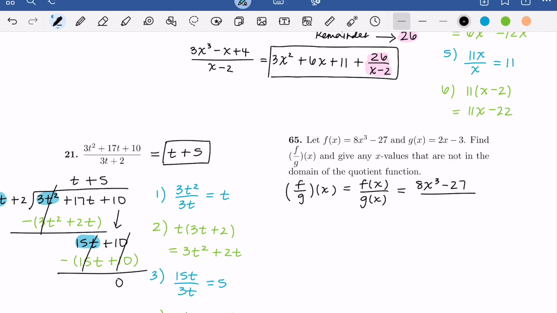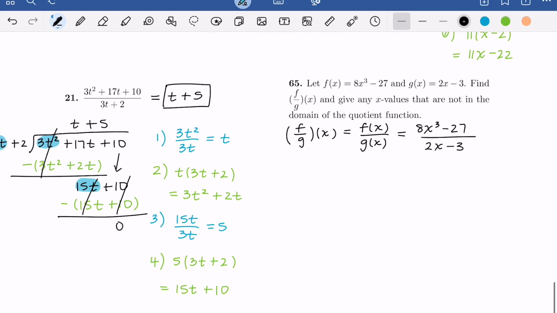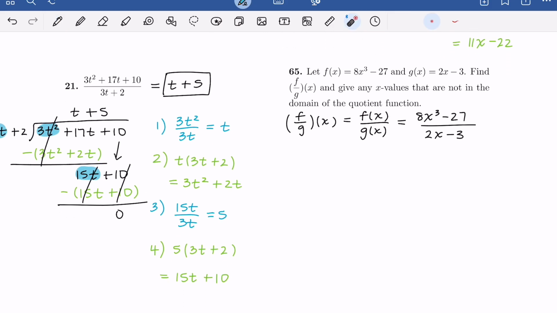Then in our denominator here, we're going to have g of x, which is 2x minus 3. So this is the division that we need to perform. So let's go ahead and write this in our long division form. But keep in mind, we jump from a cube term to a constant term. So we're actually going to have two terms missing, our squared and our x term. So we're going to have to include two placeholders in this division.